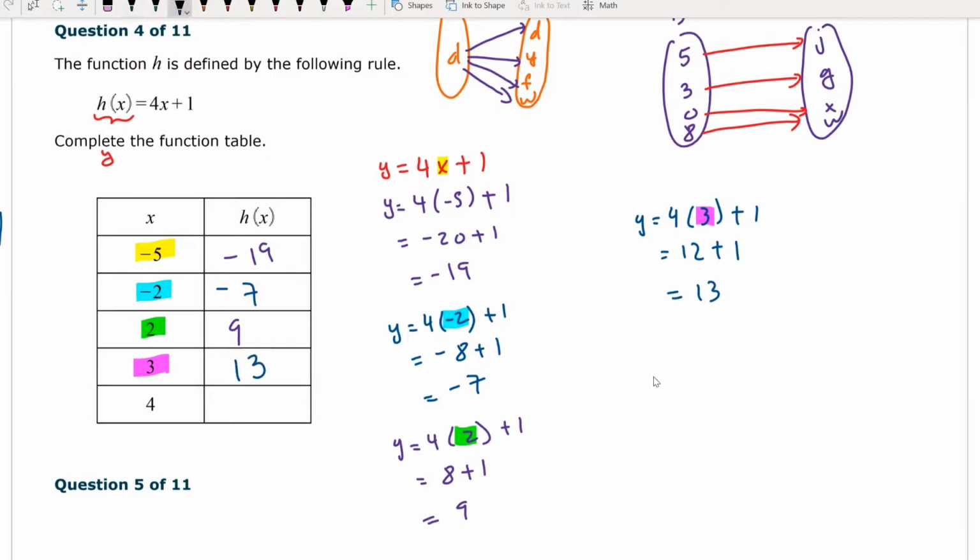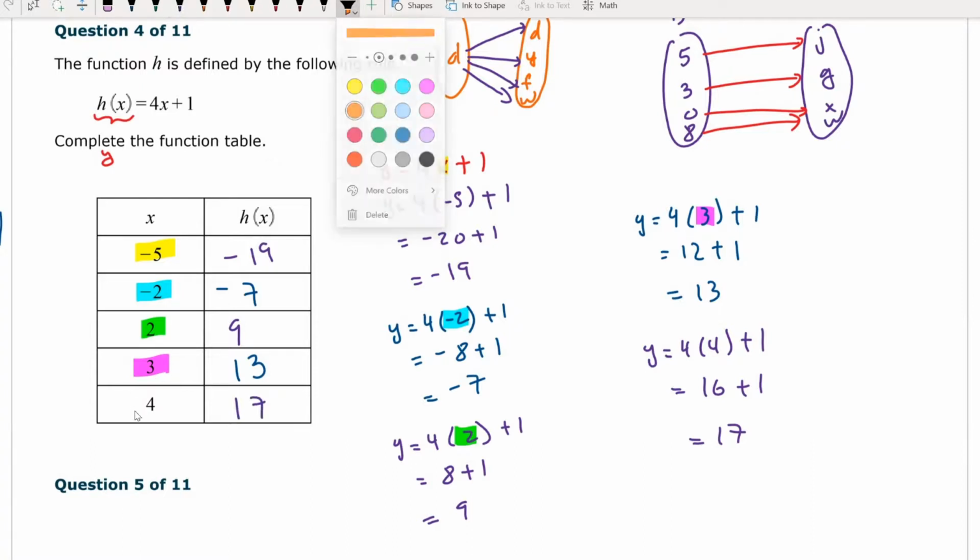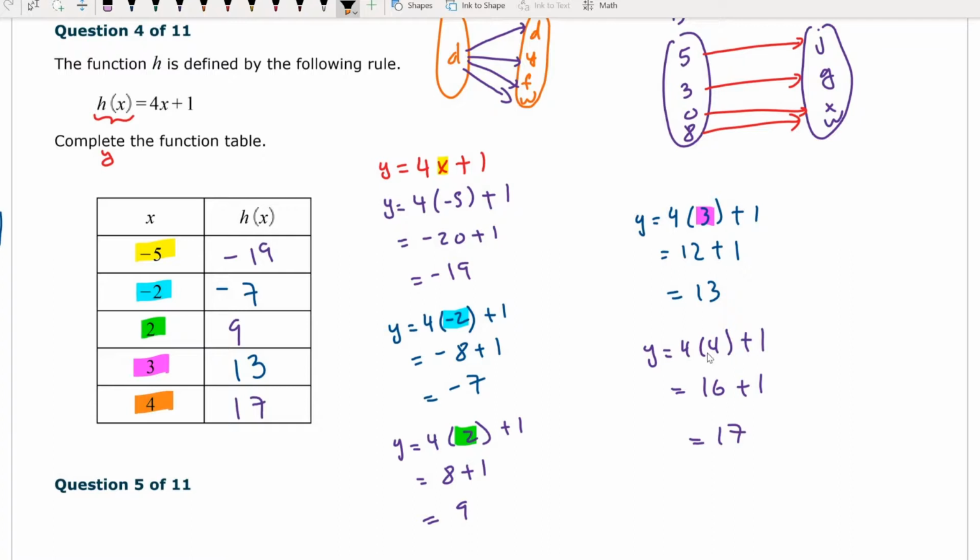And last one, we plug in 4. Y equals 4 times 4 plus 1. So that will be 16 plus 1 is 17. The x value is 4, you plug it in, and the corresponding y will be 17.